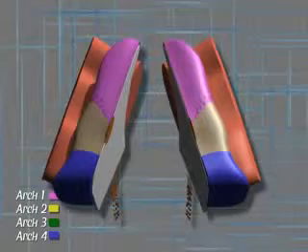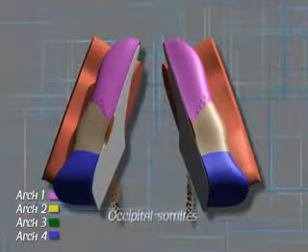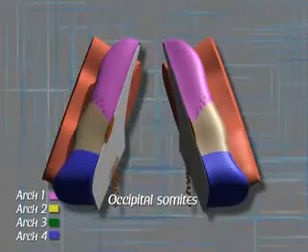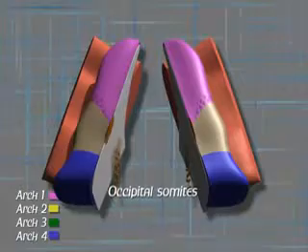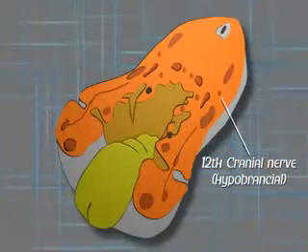The muscles of the tongue have a different origin. They arise from the occipital somites, which have migrated forward into the tongue area, carrying with them their nerve supply, the 12th cranial nerve or the hypobranchial nerve.